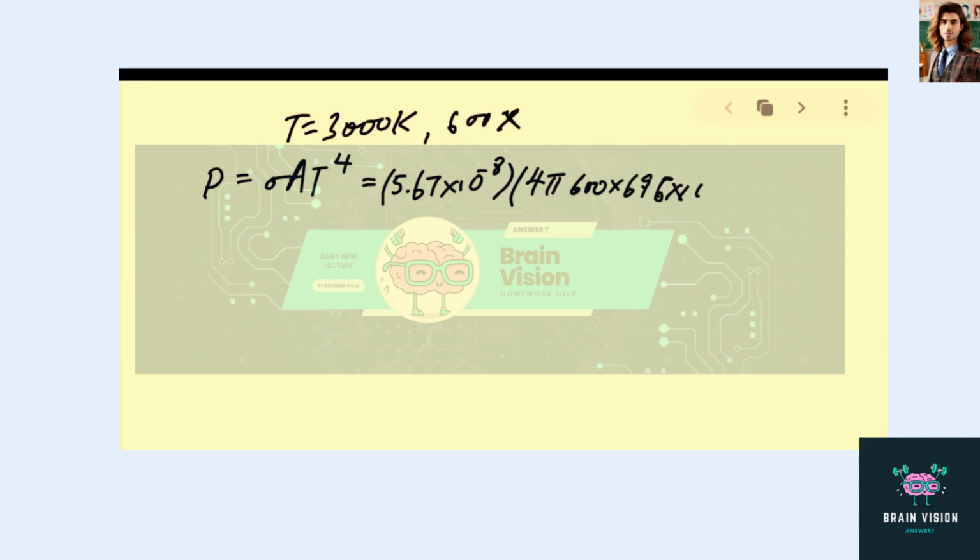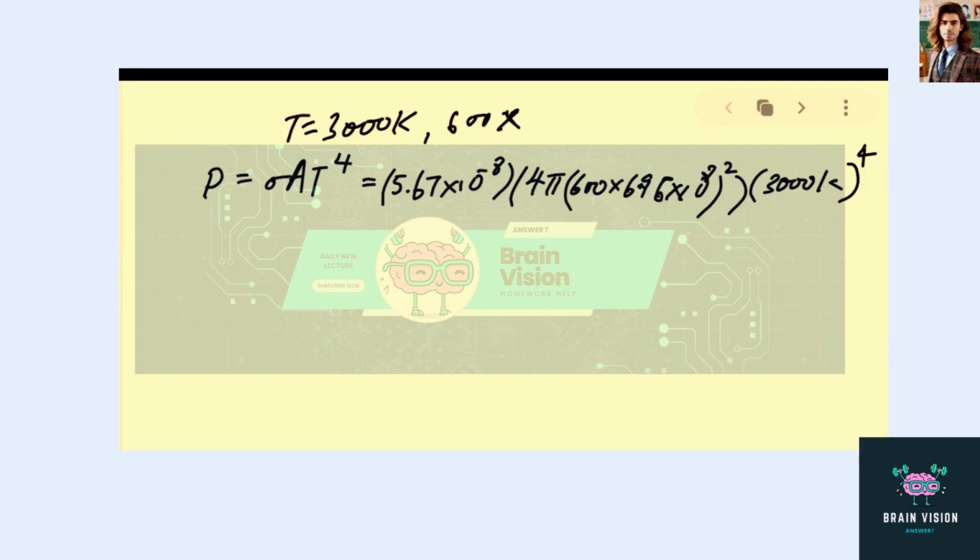6.96 times 10 to the power 8. So this is the radius of the sun. We square this. Then the temperature we're given is 3000 kelvins, right? So 3000 kelvins to the power 4. This is the power irradiated.